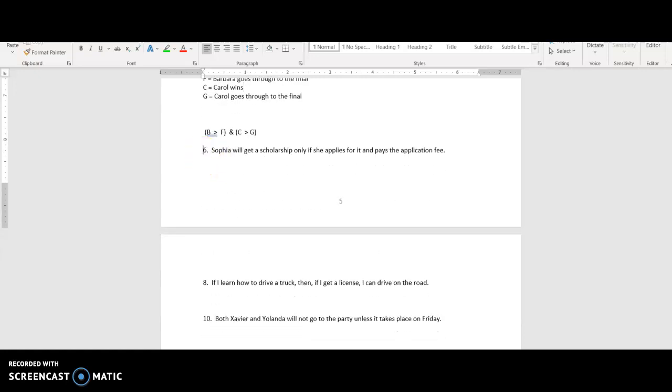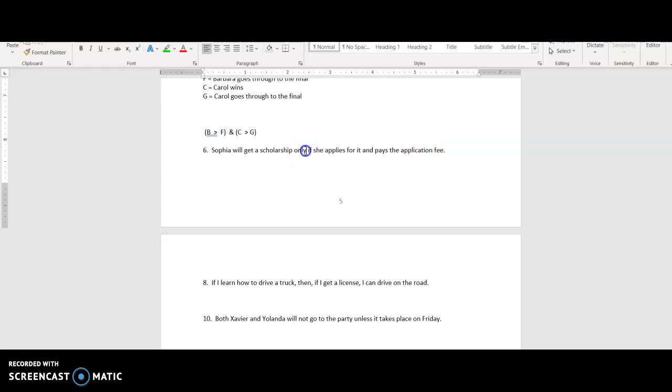Okay, number 6. Sophia will get a scholarship only if she applies for it and pays the application fee. So now we have an only if, but we also have an and here. So again, you have to identify the main operator. Would this read "Sophia will get a scholarship only if she applies for it" and "pays"? Or "Sophia will get a scholarship" only if "she applies for it and pays"? Hopefully you can see that the main operator there is the only if. And hopefully you remember that only if is different from just plain old if, right?